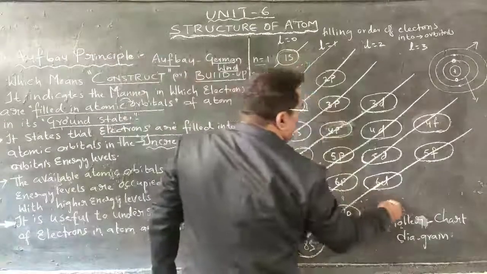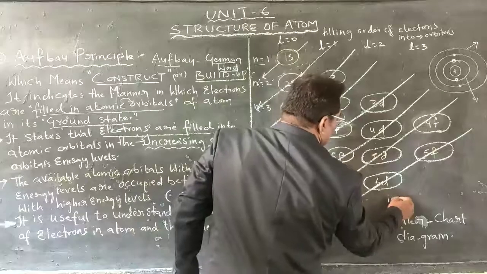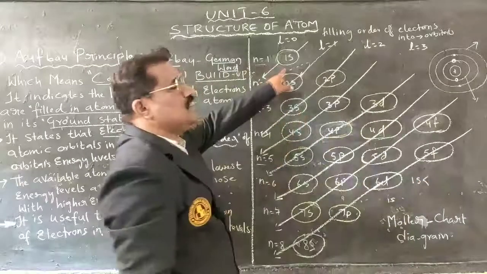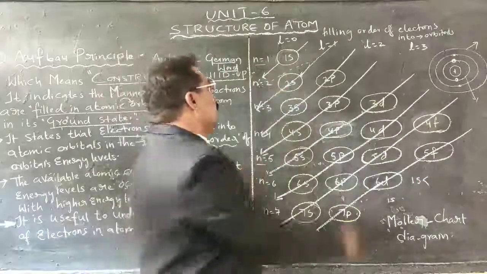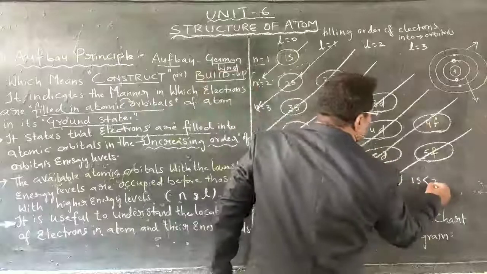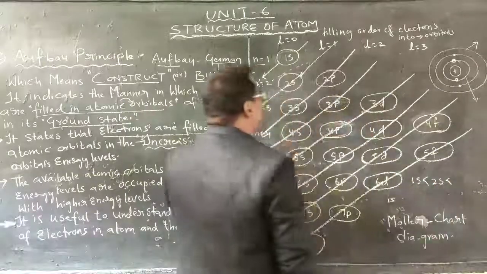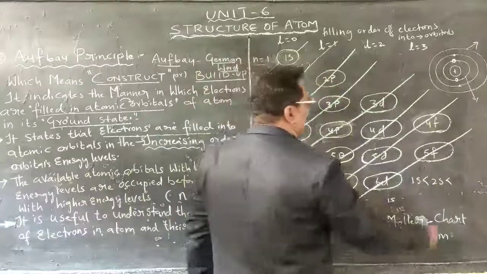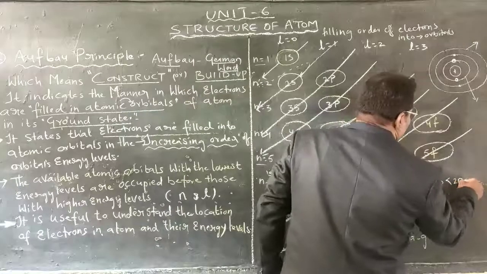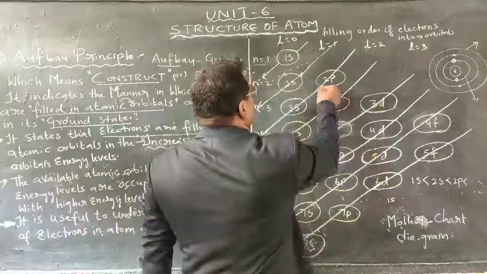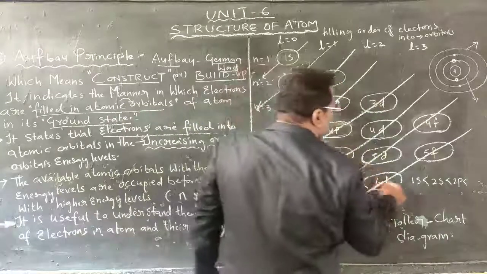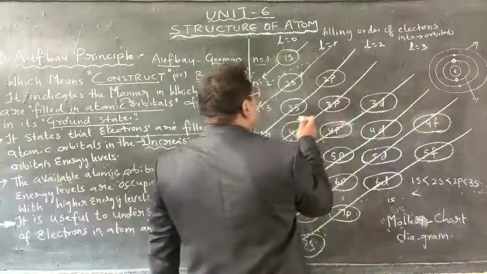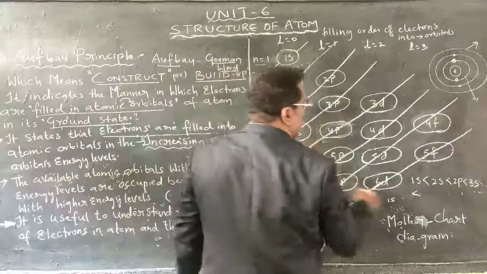First it will enter which orbital? 1s. What does it indicate? 1s is the orbital which has the lowest energy level. Then the electron will enter the 2s. After completely filling 2s, it will enter the 2p orbital. After completely filling the 2p orbital, it will enter the 3s orbital. After 3s is filled completely, it will enter the 3p orbital.